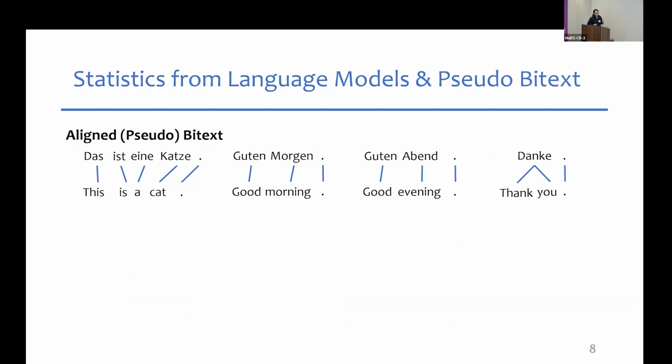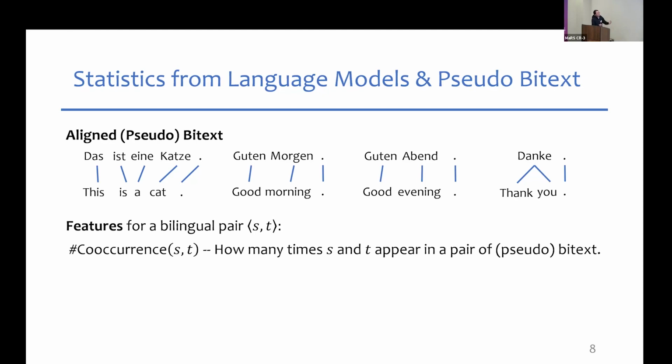So given these two facts that we don't yet understand very well, what we did is to first retrieve a few pairs of pseudo bitext, then align them with a pre-trained multilingual aligner and extract a few statistics from the alignment. The example features we consider in this work would be something like this. For a bilingual pair, S and T, we calculate the co-occurrence of the two. For example, for das and this, the co-occurrence would be 1 because it only appears here, or guten and morning is also 1, although they are not aligned, but they appear in the same pair of bitext.